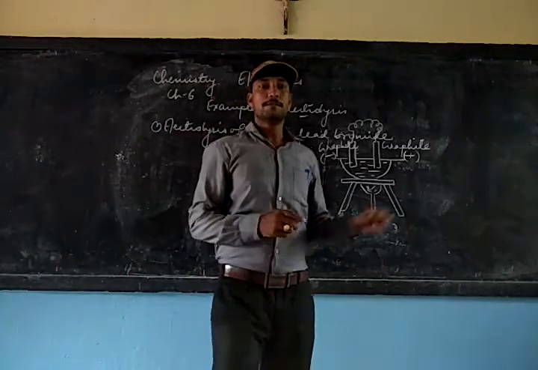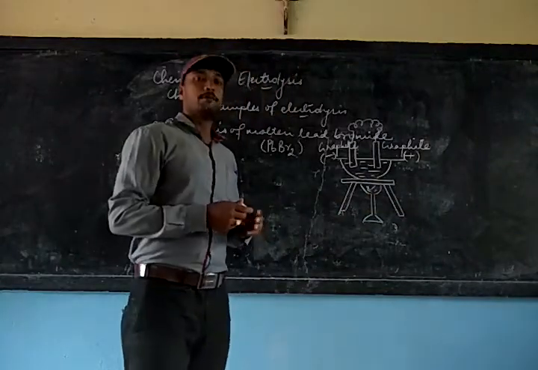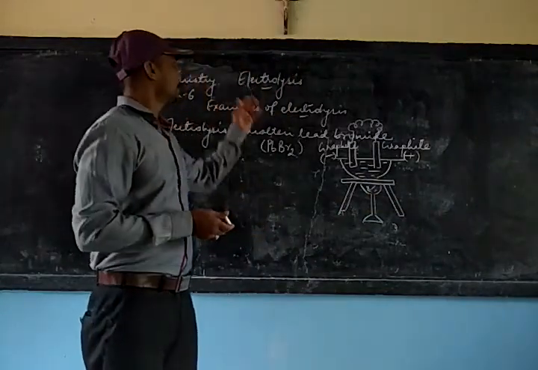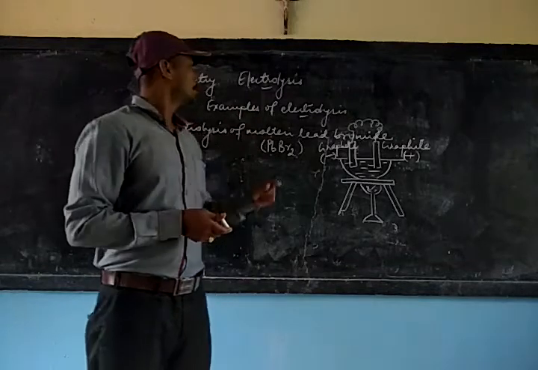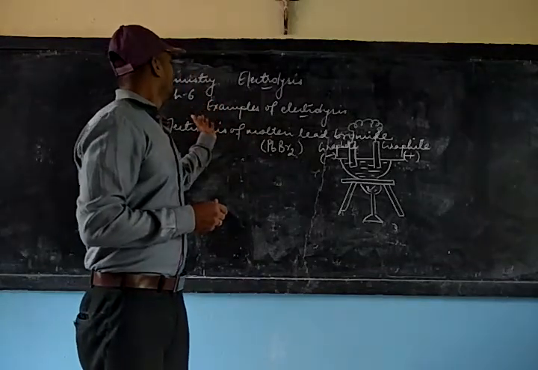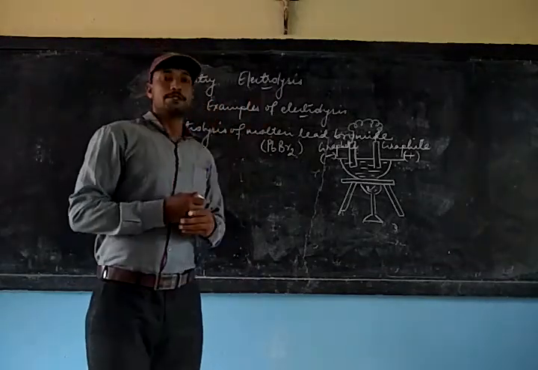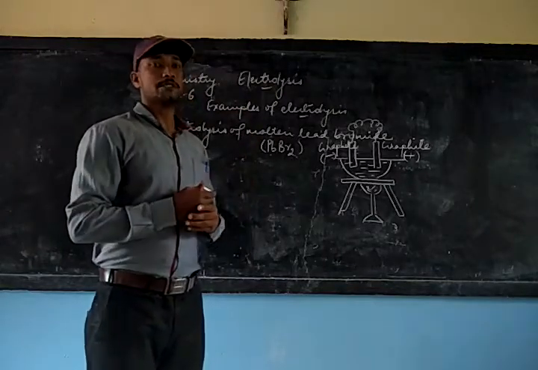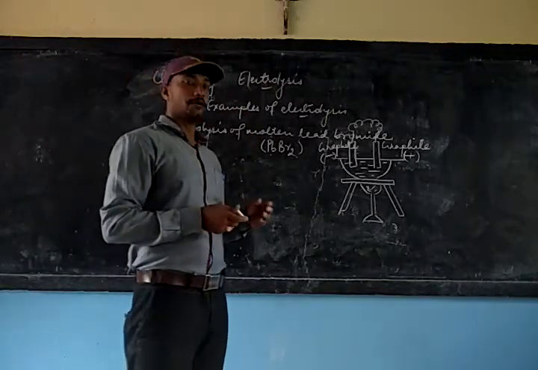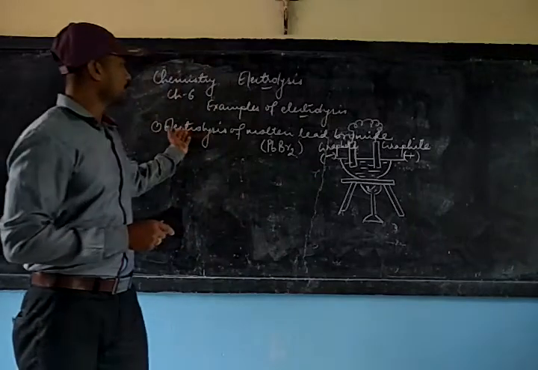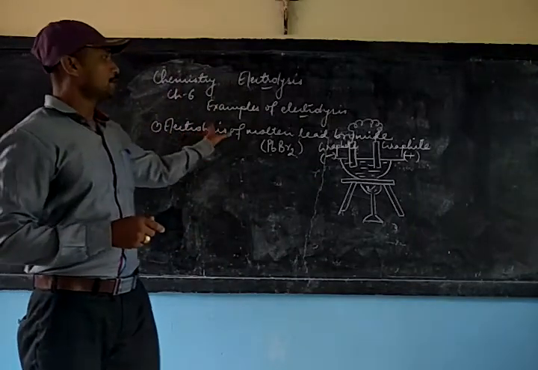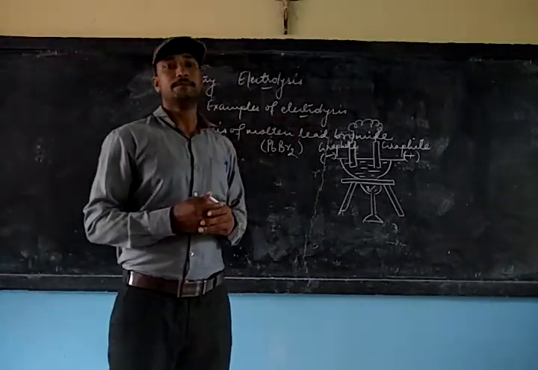Good morning, students. We have another topic to discuss today in the chapter electrolysis, which is the examples of electrolysis. Today we are going to discuss some examples based on electrolysis, and we are going to start with electrolysis of molten lead bromide.